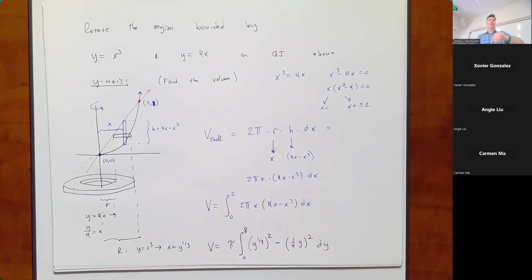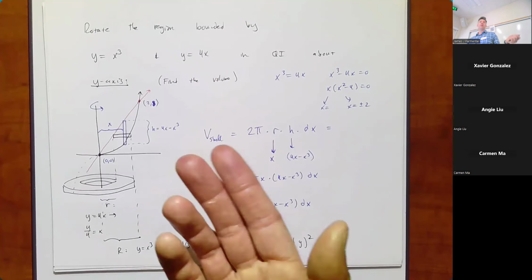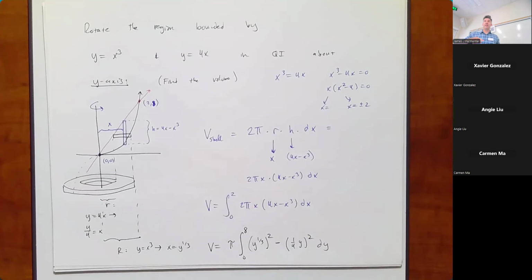I shouldn't say horizontal there, right? Because your horizontal strip, right? If we could change this up and say rotate it around the x-axis, then your horizontal strip becomes the shell method version, and your vertical strip becomes the washer method version. So it all depends on how your strip is oriented compared to your axis of rotation.